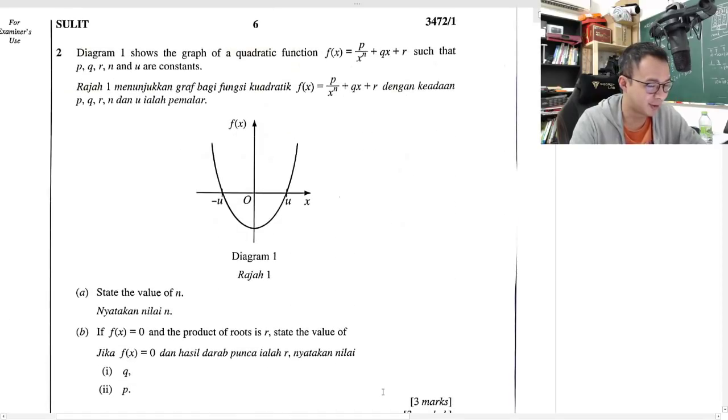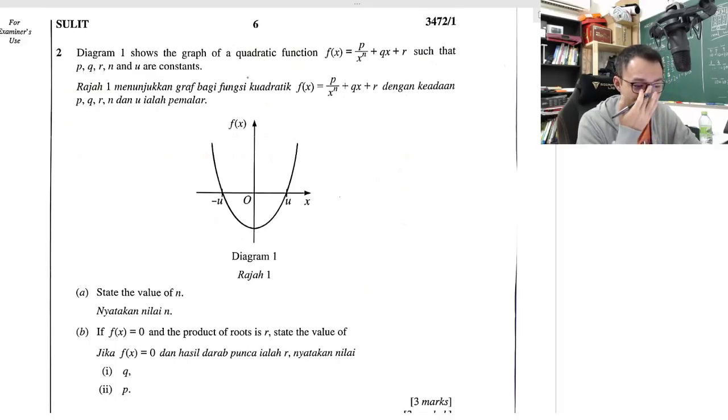Okay, let's go to question number 2. Diagram 1 shows the graph of a quadratic function, where p, q, r, n and u are constants. We have so many unknowns here, and it asks you to state the value of n.